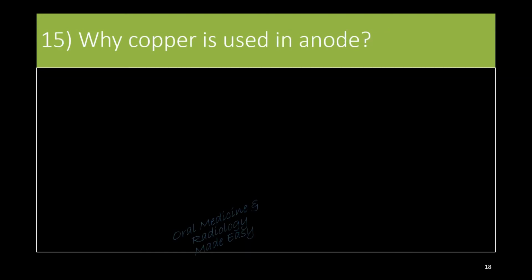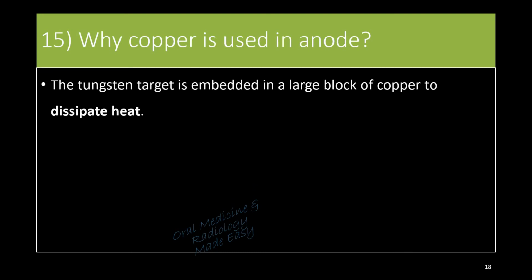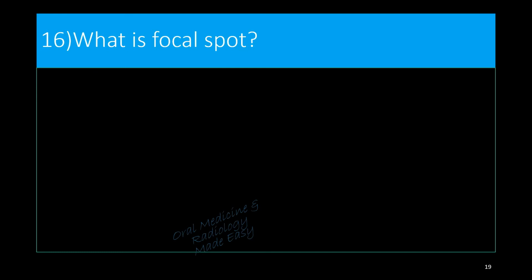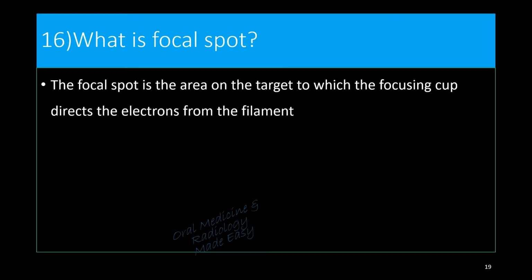Why is copper used in the anode? The tungsten target is embedded in a large block of copper to dissipate heat. Copper is a good thermal conductor and dissipates heat from the tungsten, thus reducing the risk of target melting. What is the focal spot? The focal spot is the area on the target to which the focusing cup directs the electrons from the filament.